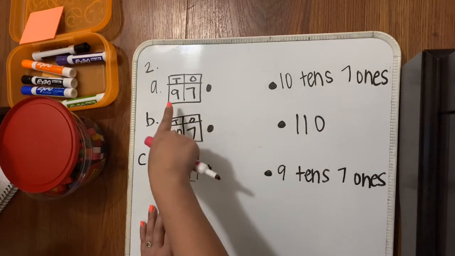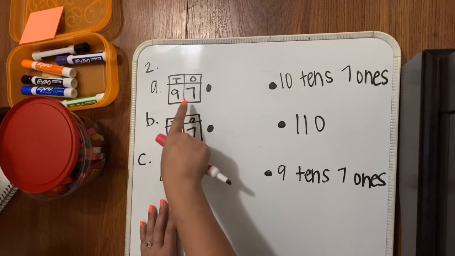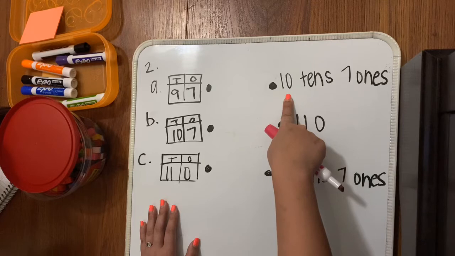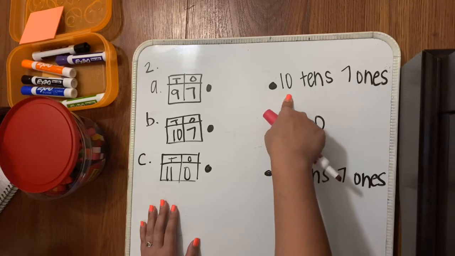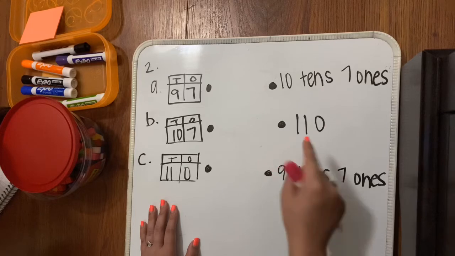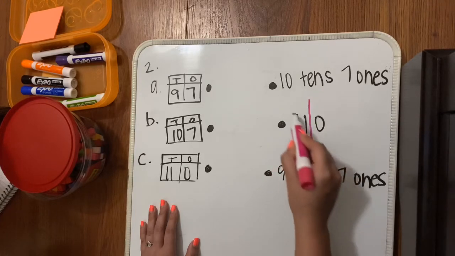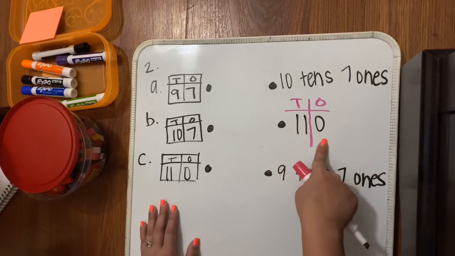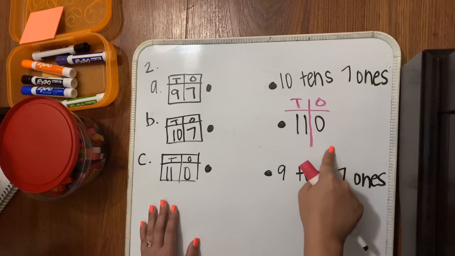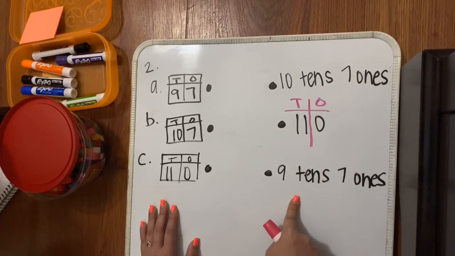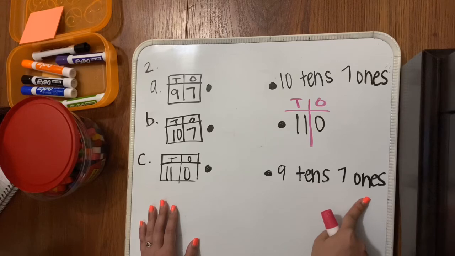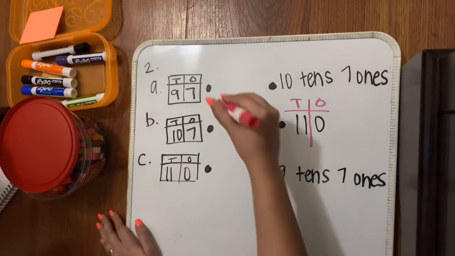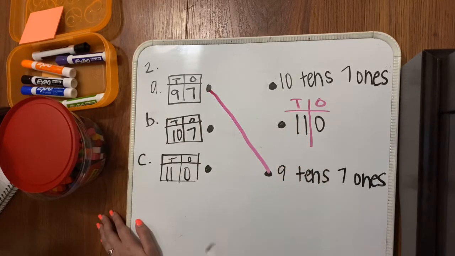Well, let's see. I have 9 groups of 10 and 7 ones. Let's see if any of these on this side match. Do I have 9 groups of 10 here? No, I have 10, so it can't be this one. It's too many. Let's go here. Oh, I can make my own chart. Do I have 9 groups of 10 and 7 ones here? No. Again, this number is too big. Let's move on to the last option. 9 tens and 7 ones. Look, 9 tens and 7 ones. These two numbers are the same, so I would draw my line to that number.